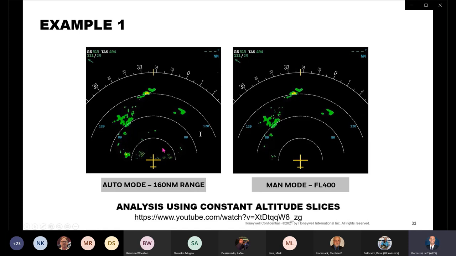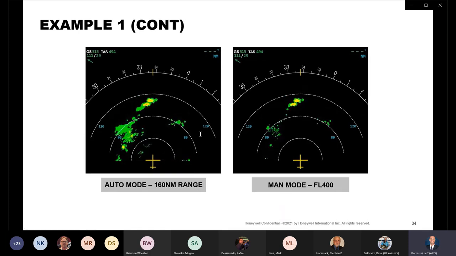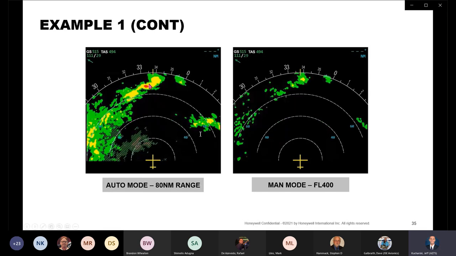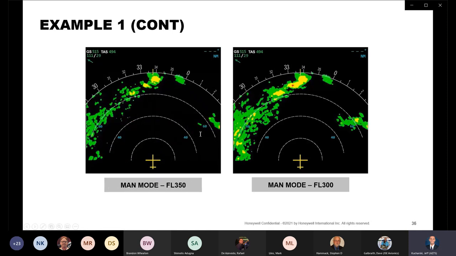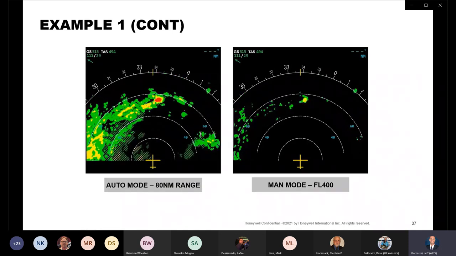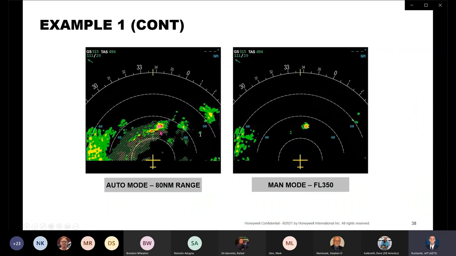This one shows some low-lying weather, and we're going to be looking at these cells ahead of the aircraft, but there's some stratiform weather off to the left. As you get closer and closer, and we're analyzing this in auto mode and looking at altitude slices, you might think that the cell on the left is the one that's more dangerous. But as we start looking at it, the cell on the right is actually the one that's carrying more reflectivity aloft and is more dangerous. You can start to see that as you get closer and closer. And as you get into the range where you can detect turbulence, you can see that the cell on the right is really the only one that we need to worry about.